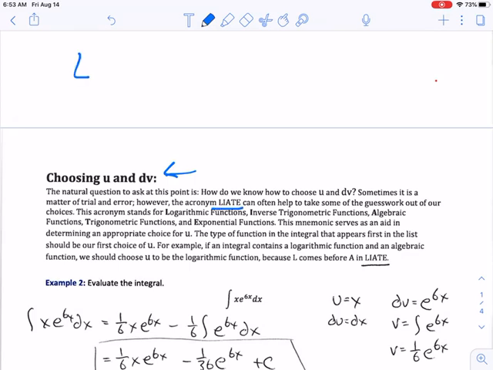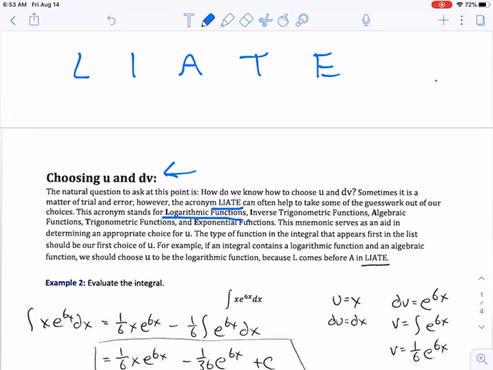L, however you want to pronounce it, I-A-T-E. Now to remember that some people say living in a terrific environment or living in a terrible experience or whatever you want to do. Come up with some acronym, some little saying to remember that. L-I-A-T-E. Now, L stands for logarithmic functions.